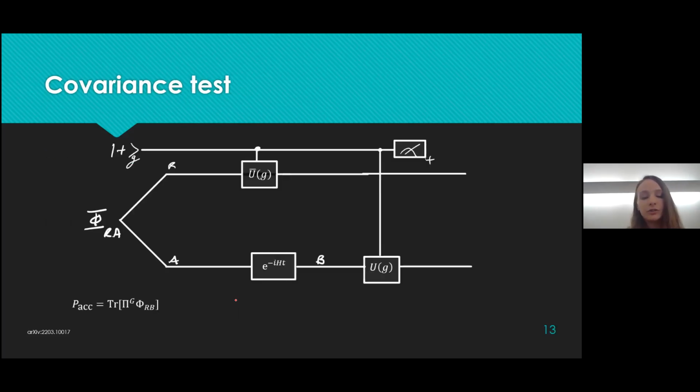To see that, you can just replace this with pi of G squared and use the cyclic property of the trace, pull it around, and you will see it is exactly equivalent to testing for the property that we wanted. So this is a covariance test of our Hamiltonian dynamics. But now comes the time to make this simpler.